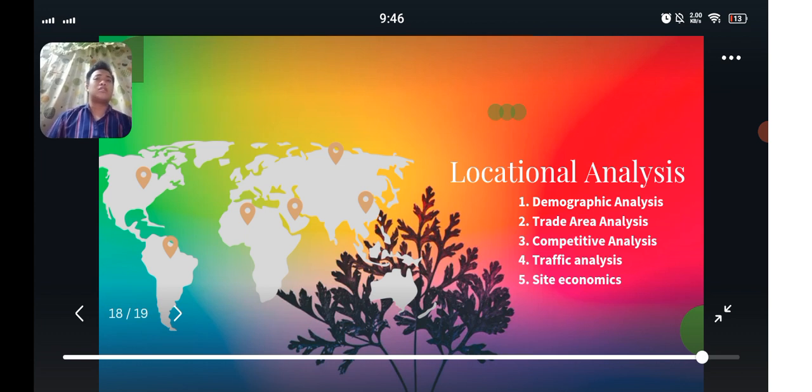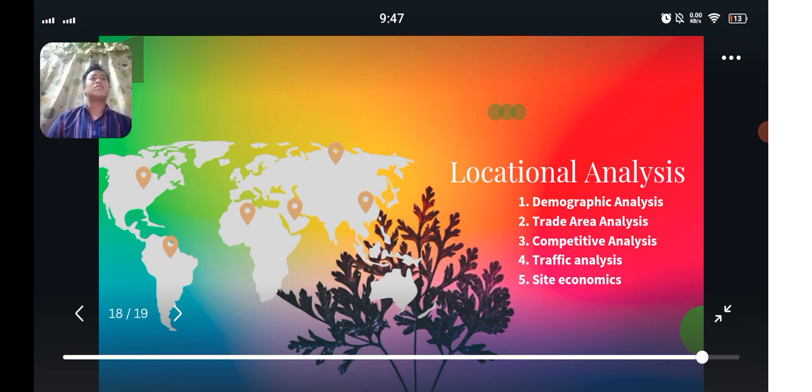Trade area analysis. In trade area analysis, it analyzes the region that consistently sends clients to the business. He would also consider the viability of entering the trade area from different locations. So that's for trade area analysis. Competitive analysis. Understanding the kind, geography, size, and level of rivalry in a certain trade region is important.